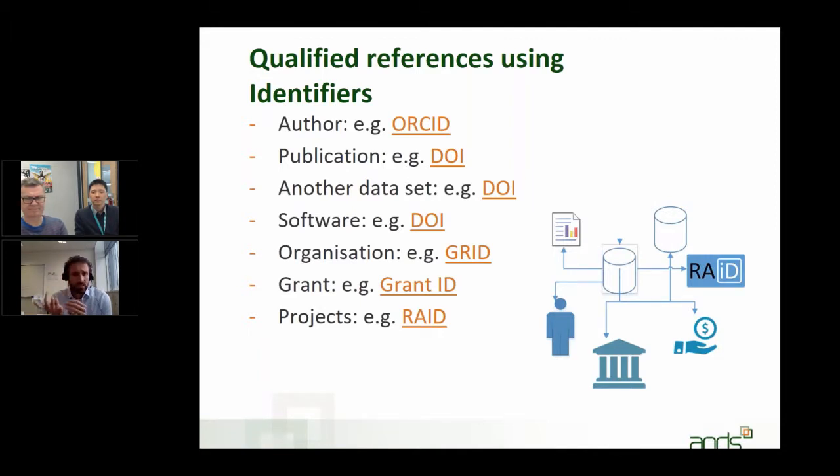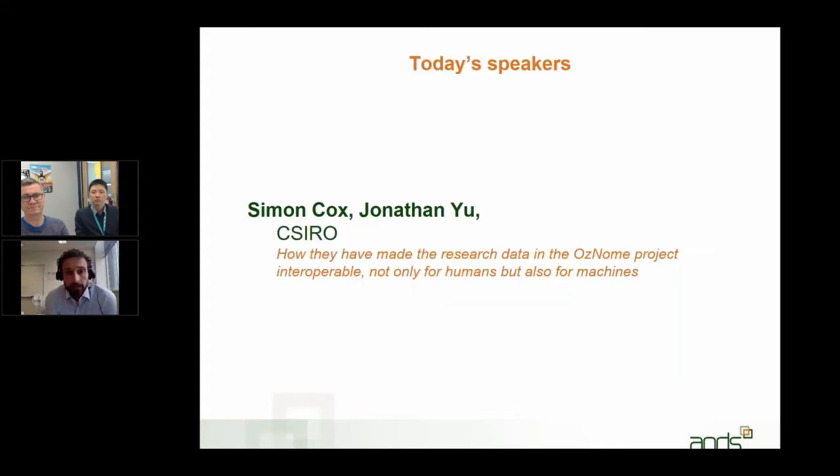So just a list here of possible identifiers. These are just examples. There are more identifiers out there, but for example, if you're referring to an author, include their ORCID. If you're referring to a publication, use the DOI that is related to that publication. If you are referring to software, nowadays you can assign a DOI to a software package and refer to that DOI, etc. Well, I think I've rambled on enough for now.